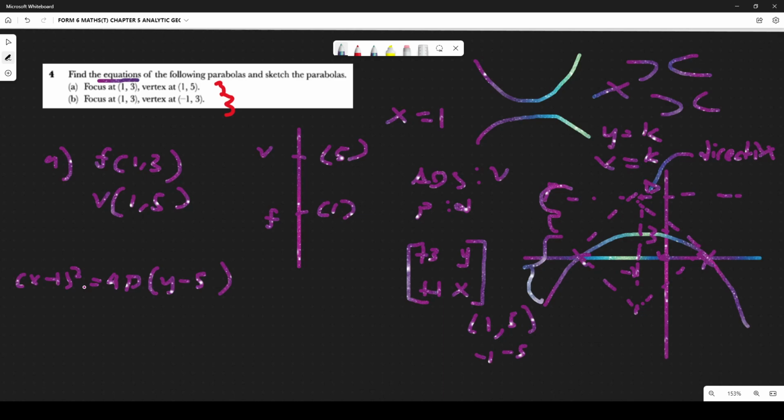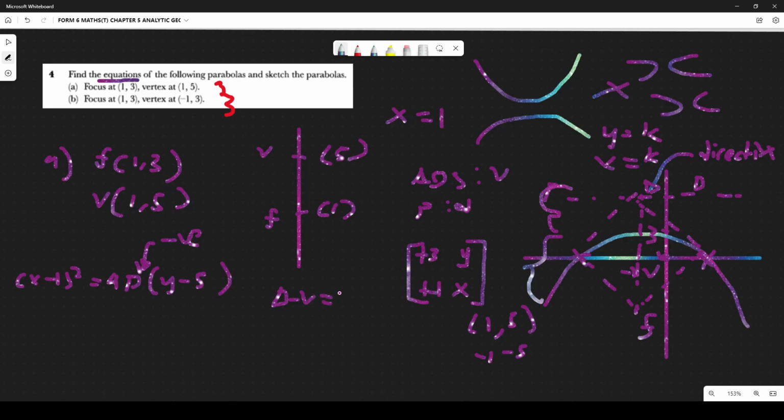So from this, what else can we do? Since we know the vertex is here and the focus is here, we can say for sure that p is negative, or less than 0. Just like I mentioned, the distance from the directrix to the vertex and from the vertex to the focus is the same. You can just remember this generally.